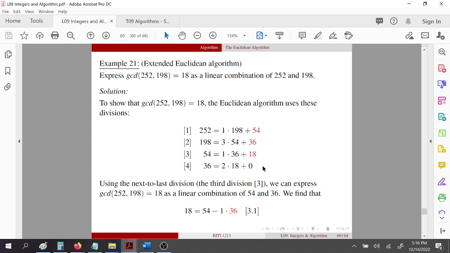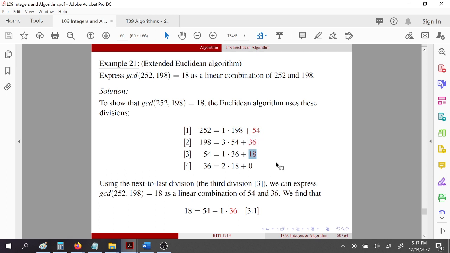After we come out with this kind of equation, we need to obtain the last non-zero remainder, which is 18. This is the last non-zero remainder. For information, the right part is the remainder. And 18 is the last non-zero remainder, so 18 is the GCD value.